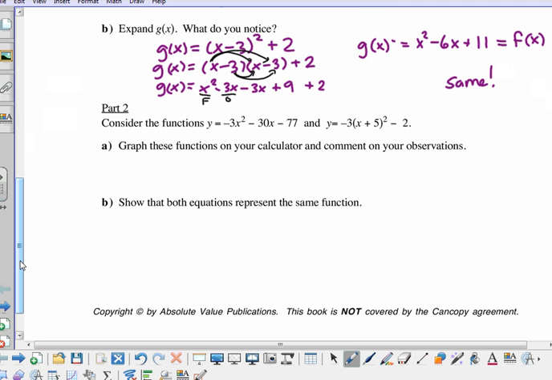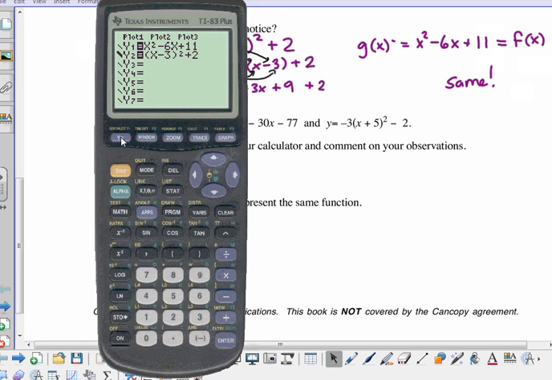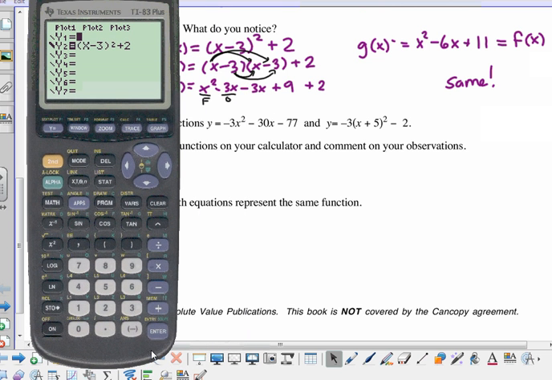I want you to graph both. Tell me what you see. Are they going to be the same again or not? So try it out. Graph them both. Maybe, maybe not. Okay, I'll try it. Prove it to me.